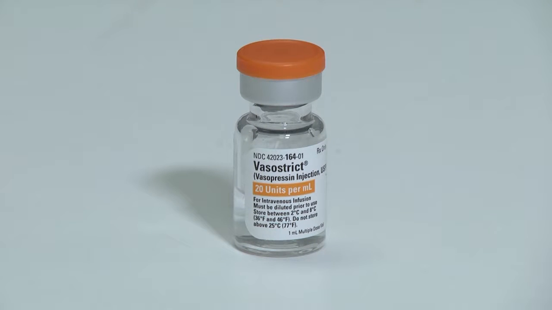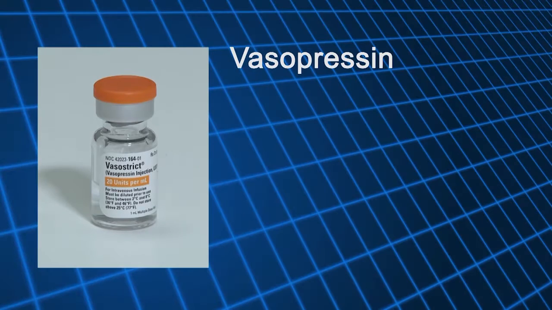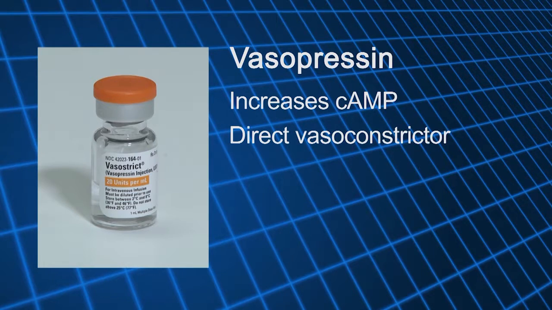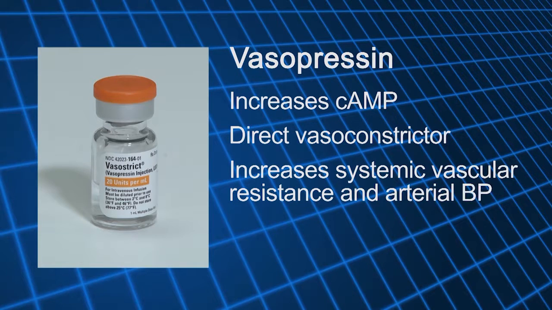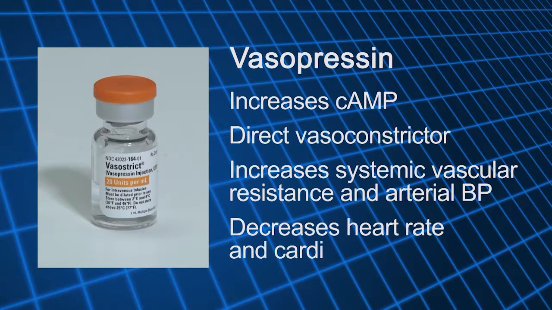Vasopressin is indicated for use in cardiac arrest and refractory septic shock. Vasopressin increases cyclic AMP, which will increase water permeability at the renal tubules, which will result in decreased urine volume and increased osmolarity. Vasopressin acts as a direct vasoconstrictor without inotropic and chronotropic effects. It will increase systemic vascular resistance and mean arterial blood pressure and decrease heart rate and cardiac output in vasodilatory shock.